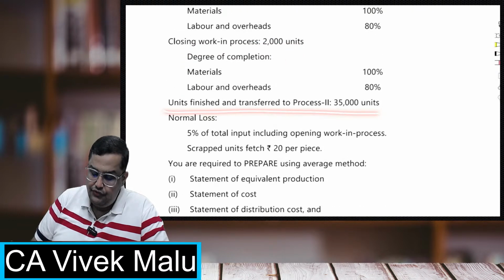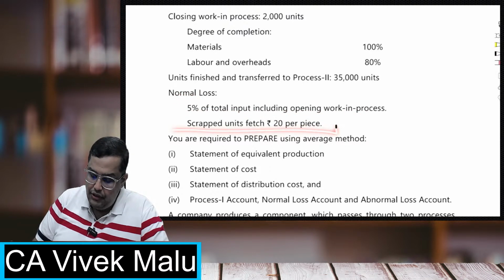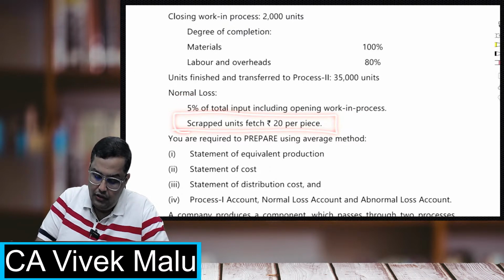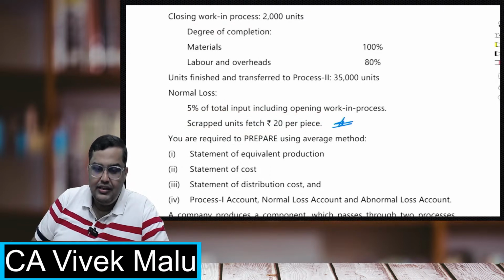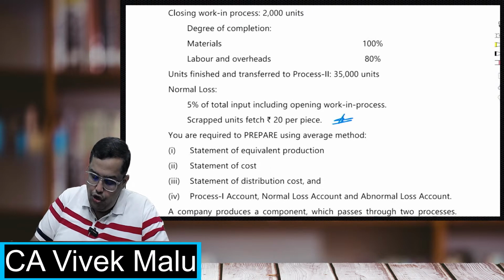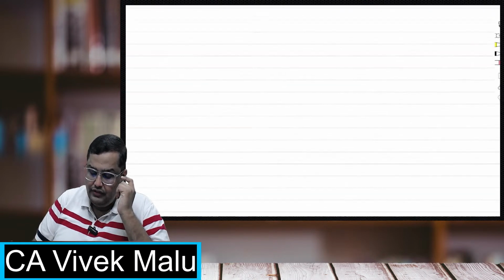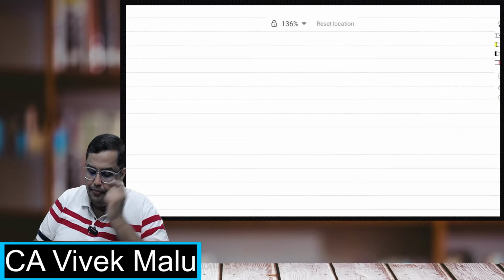Units finished and transferred to process 2 are 35,000 units. Normal loss is 5% of the total input, including opening WIP, and the scrap units fetch 20 rupees per piece. This is an important adjustment because this is the scrap value, and scrap values of normal losses are to be reduced from the cost of production. You are required to prepare a statement of equivalent production. So students, let's make a statement of equivalent production.